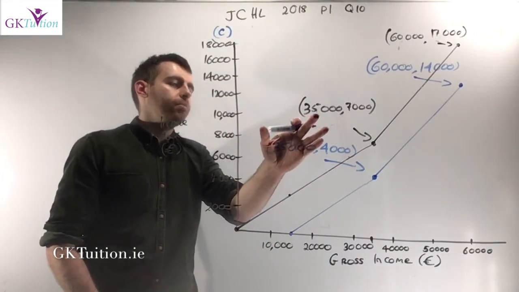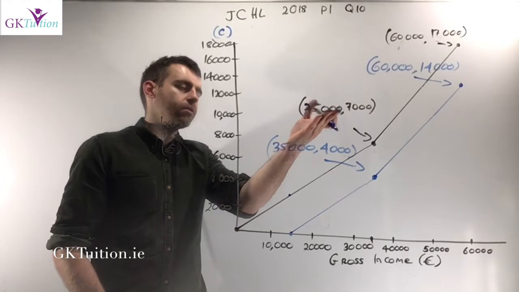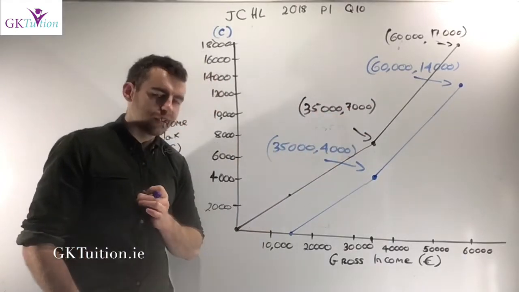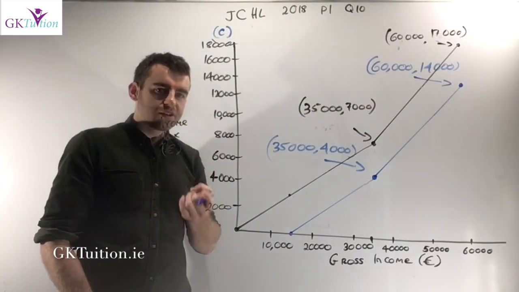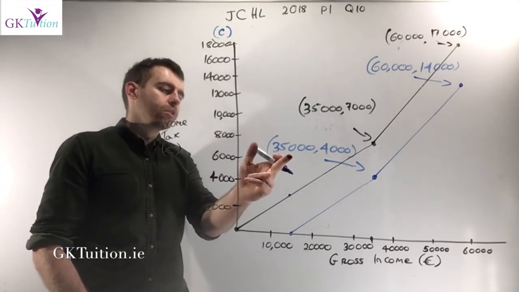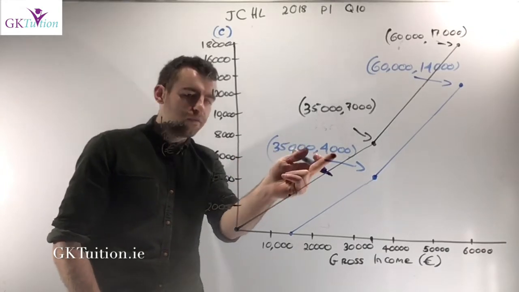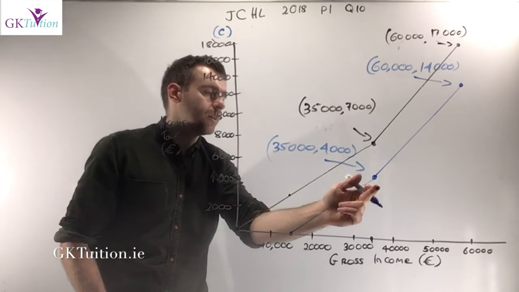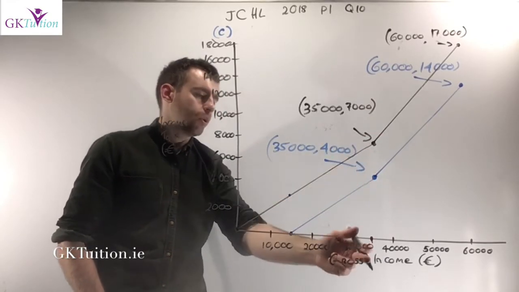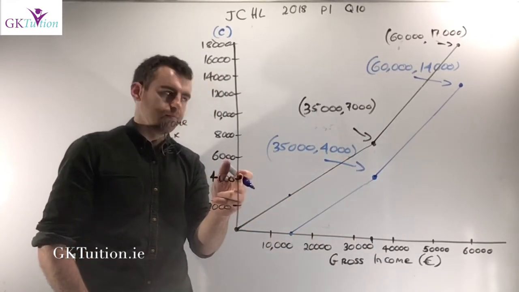If someone in part B had earned 35,000, they would have had to pay 7,000 euro in tax. But now they have a tax credit of 3,000. So if someone earns 35,000 euro, they only have to pay 4,000 in tax. So basically you just move down the point to the point 35,000, 4,000.